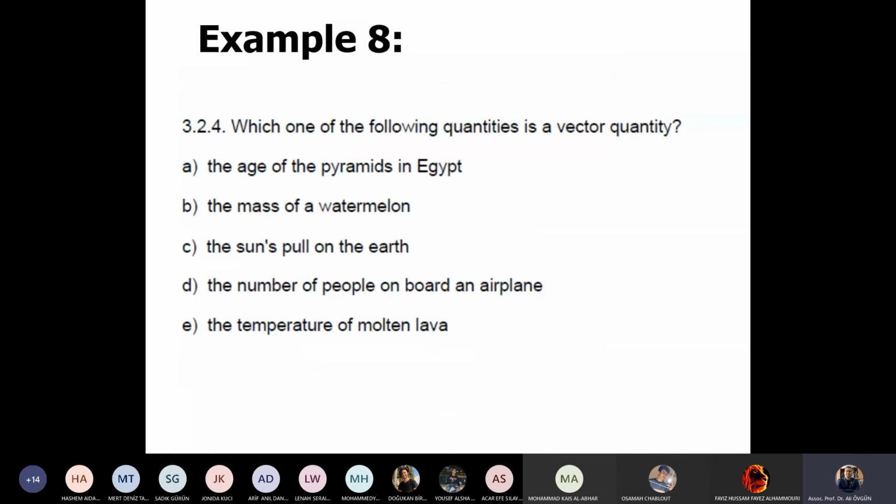Which one of the following quantities is a vector quantity? The age of the pyramid in Egypt? No, this is a scalar quantity. The mass of a watermelon? No, mass is a scalar. The sun's pull on the earth? Yes, this is a vector quantity because this is force. The number of people on board an airplane is scalar. The temperature of molten lava is also scalar.